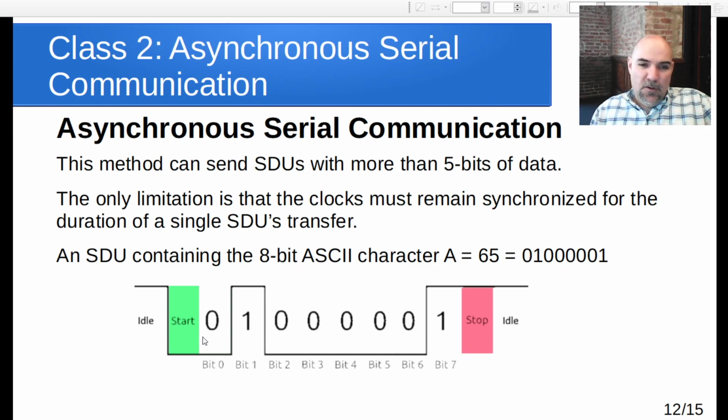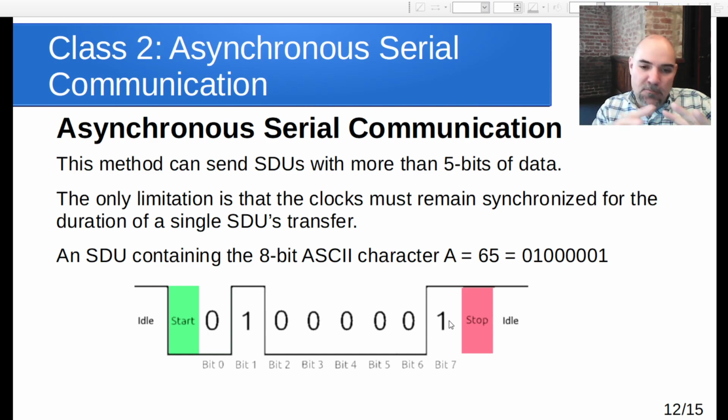So the only real limitation on how much data we could put between a start and a stop bit is both ends have to agree upon that ahead of time and have the hardware to handle that ahead of time. And the other thing is the clocks have to be able to be close enough that they remain synchronized for the duration of once the start bit starts. We have to be able to have the timing be close enough that we're on bit 7 or bit whatever it is, but at the same time they are when we get to the end.